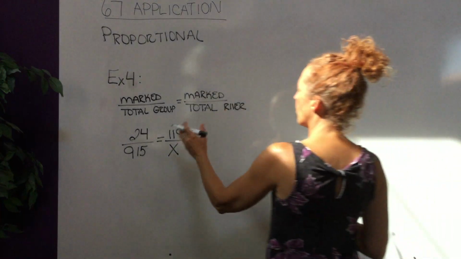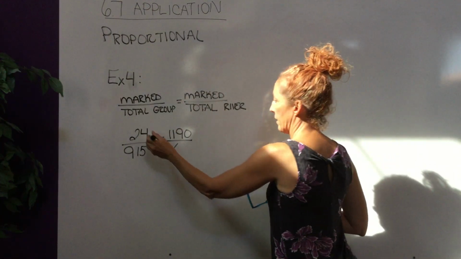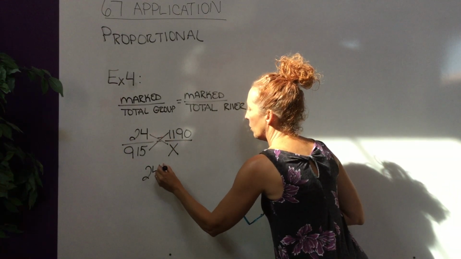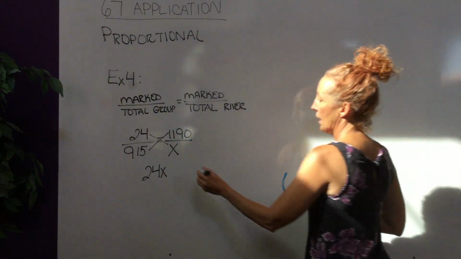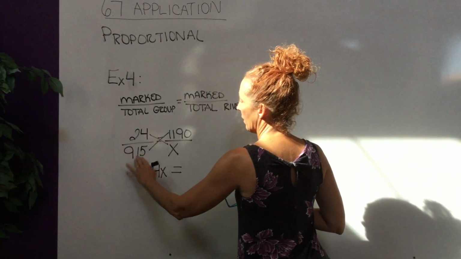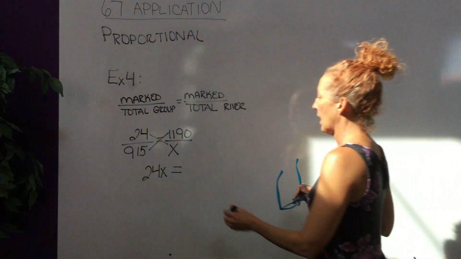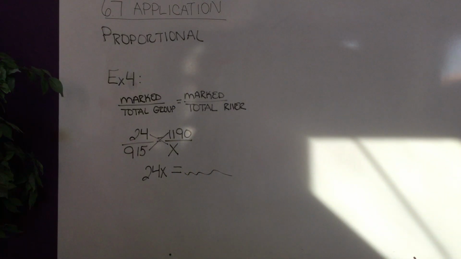So we have fraction equals fraction. Think about what we learned in 6.6. When that happens, we are going to cross multiply. So I am going to multiply 24 times x, and then I am going to multiply 915 times 1,190. And you get a really, really large number there. I need to grab my phone so I can put that in.